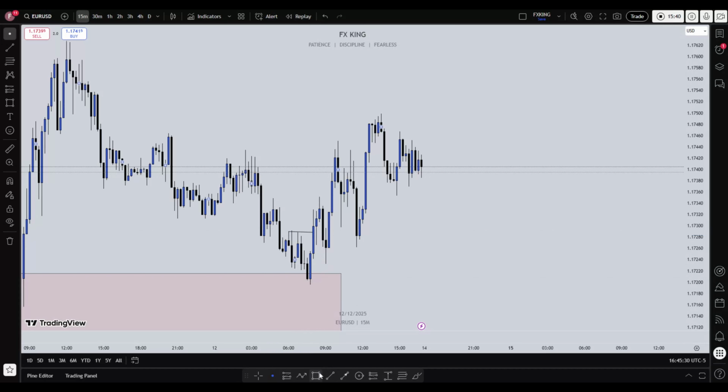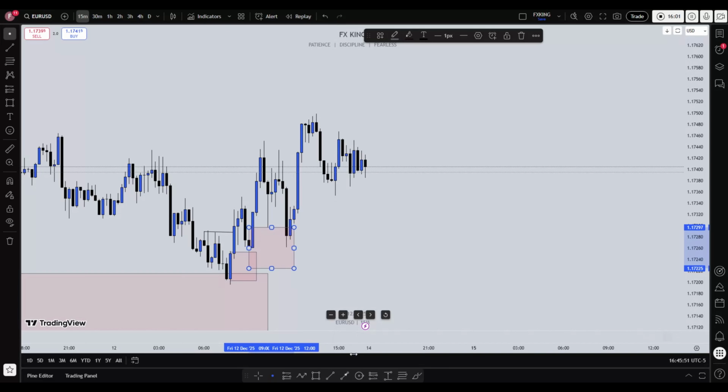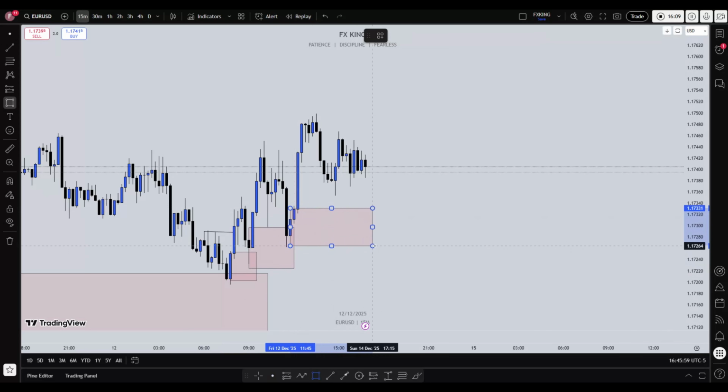It has been bullish, mitigated this zone. Mitigated this zone here, then pushed up, came back, mitigated the next one here, right? So it has pushed up now. So our next line of sight should be this zone here. This should be our next line of sight.